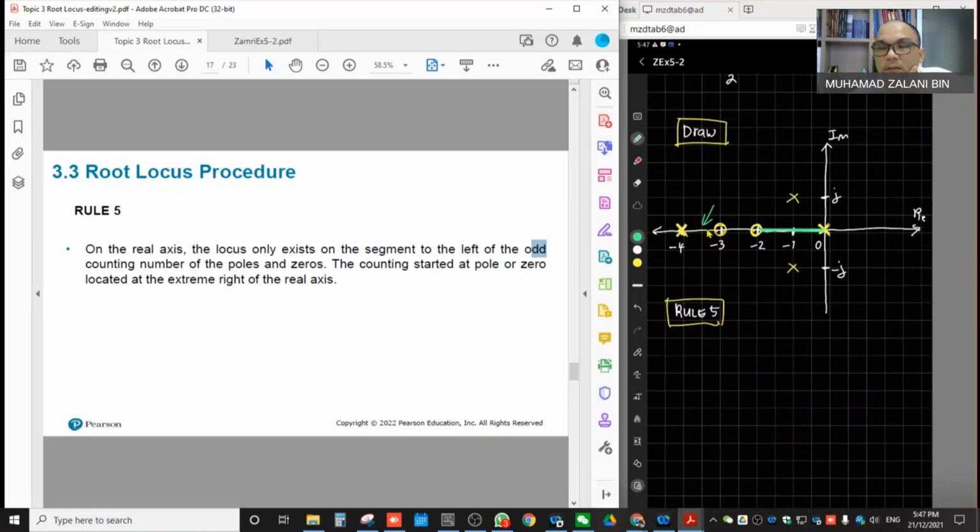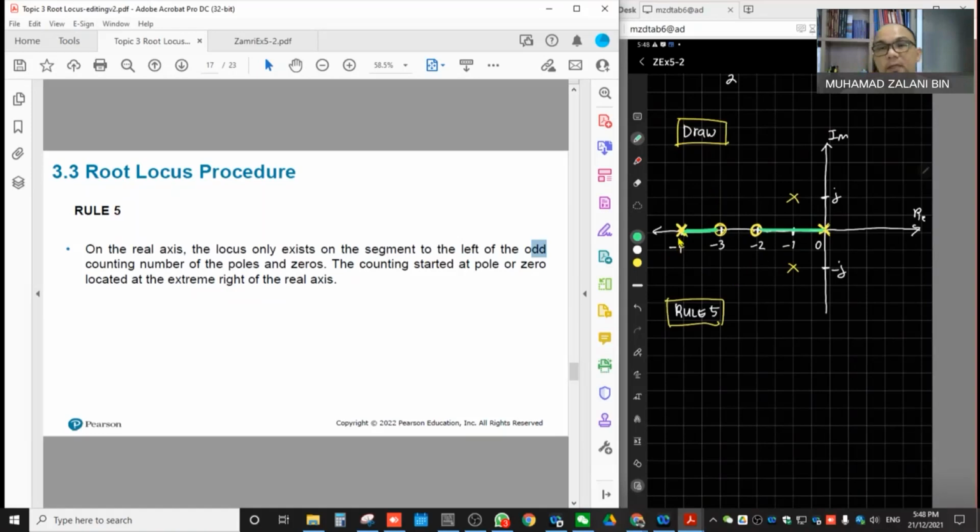Okay, we count the poles and zeros on the right hand side of this location. So we have 1, 2, and 3, which is an odd number of poles and zeros, meaning that the locus exists in between -3 and -4. So we can just draw another locus.